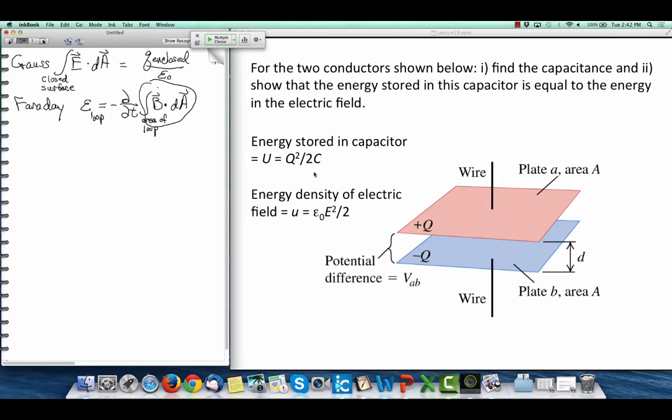So the Q over C is the voltage difference part, the Q is the charge part, and the charge times Q over C is Q squared over C. The 1/2 comes because Q over C is the total voltage, and you start out at 0 voltage when you're charging a capacitor, and you end up with a voltage of Q over C, and so on average you're half of Q over C. So when you integrate it, you end up with that 1/2. Energy stored in a capacitor is that.